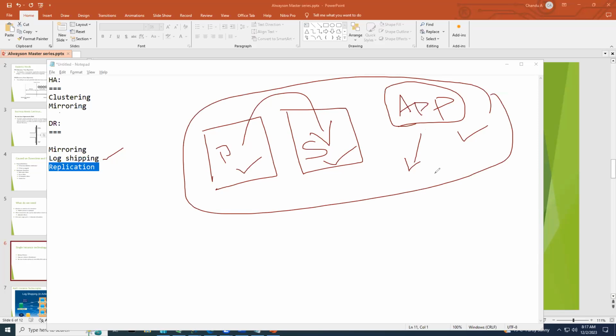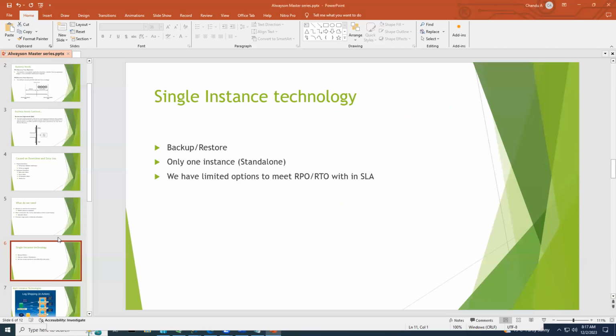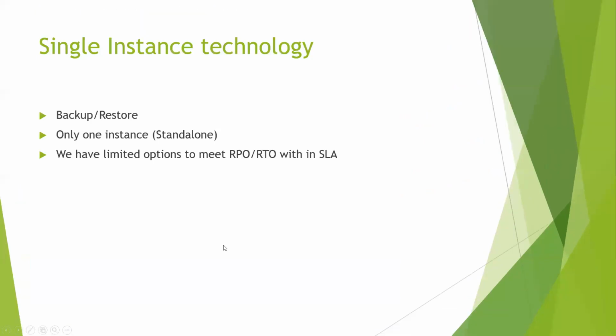The concept of high availability is that without any manual intervention, the application should be able to connect to your database. That is the high availability feature, a property that we have. Let's understand this at a high level. So what do we have? The traditional ways of high availability or disaster recovery concepts.